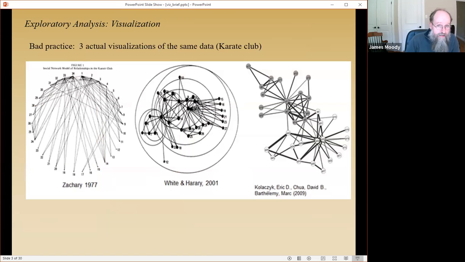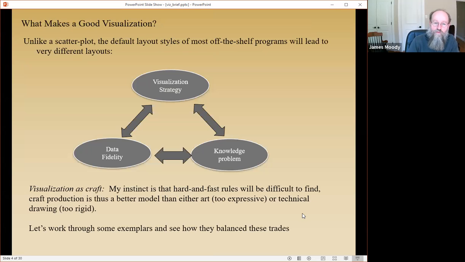So there are a lot of bad visualizations, right? These are three visualizations of the exact same data, just to show you in practice that this does happen. These are the Zachary Karate Club in three different published works. I don't know why you would ever use a circular layout like this. Well, I know why. I've written with both White and Harary. I know why they did this. It doesn't make it a better visualization. And this one is probably the best, right? So there's a reason they do it.